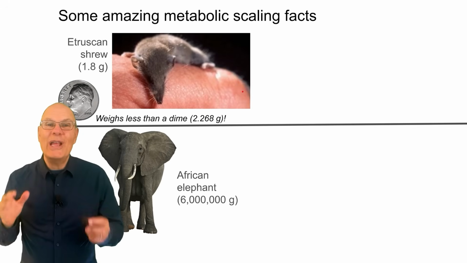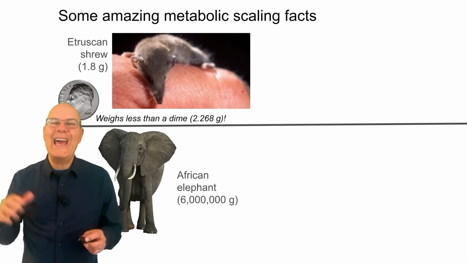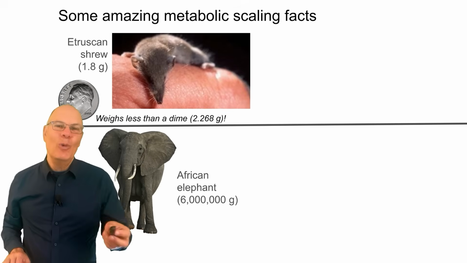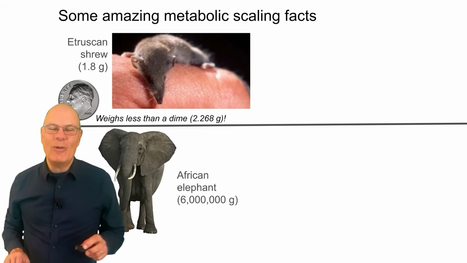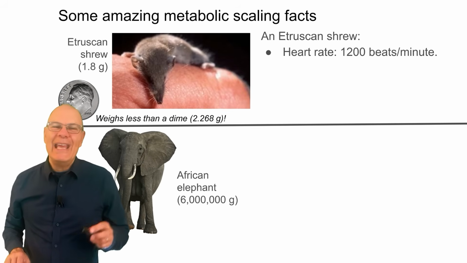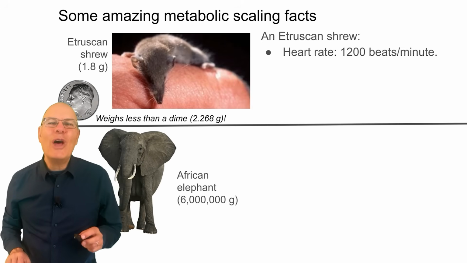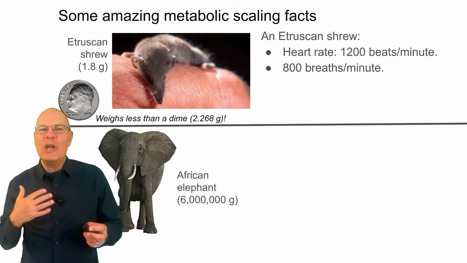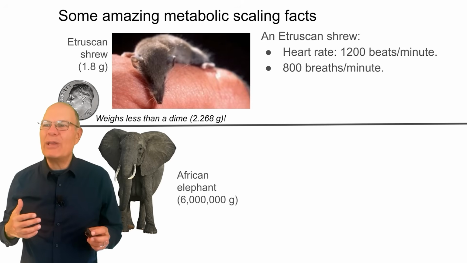That difference in relative metabolic rate has vast consequences in the physiology of an organism. We'll look again at the shrew, 1.8 grams, weighing less than a dime. Its heart rate is 1,200 beats per minute. It has 800 respirations, 800 breaths per minute.